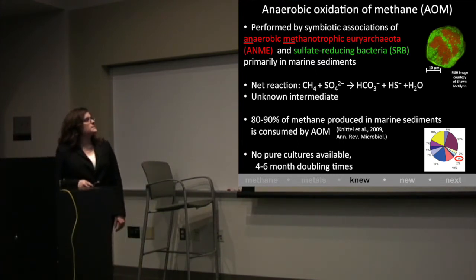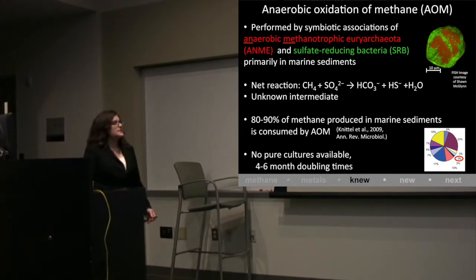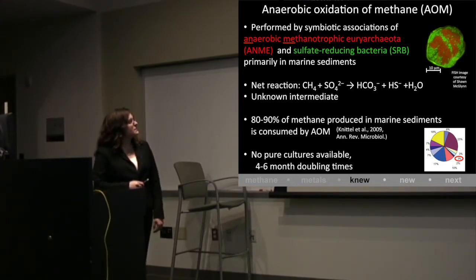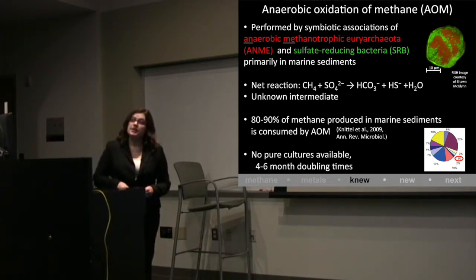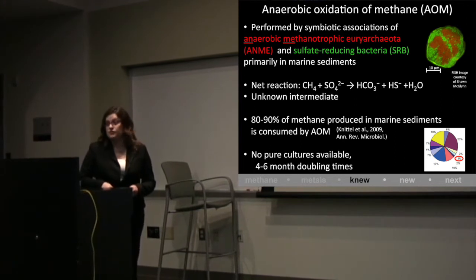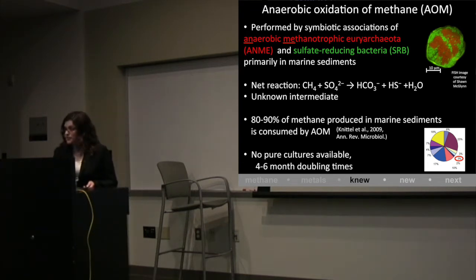And these organisms occur primarily in marine sediments, where there is abundant sulfate. And the net reaction here is methane and sulfate going to bicarbonate and sulfide. And there is an unknown intermediate that is presumably transferred between these two organisms. Recently, just in the last year, it was suggested that zero-valent sulfur could be the intermediate between these two. This is still, however, a topic of very active research.